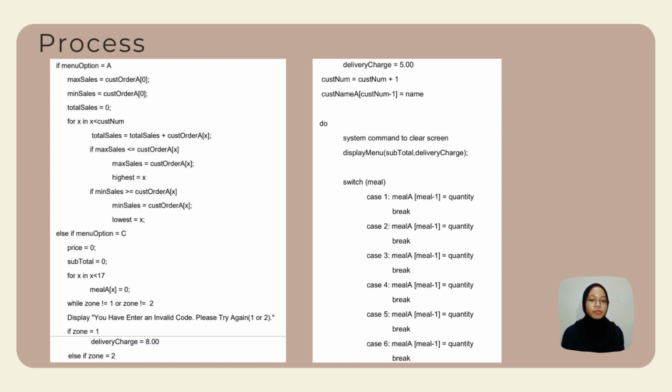If the user enters menu option C, the program will ask you to enter your name. After that, the program will ask you to choose your zone, either 1 or 2. If the user enters a number other than 1 or 2, the program will display, you have entered an invalid code. Please try again. After the user has entered their zone code, the list of meal codes will be displayed and the user has to choose and enter the quantity they want.